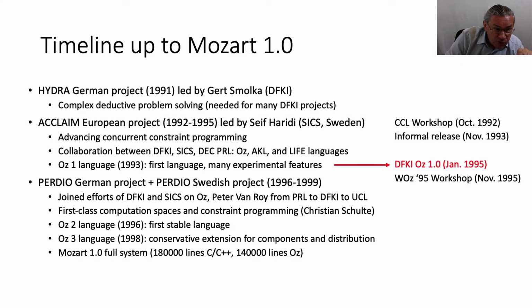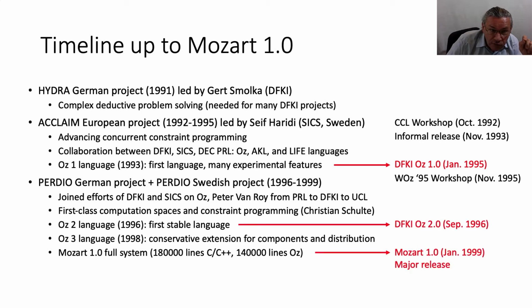And Peter Van Roy, who was originally at Digital Paris Research Lab, he moved to DFKI, and then he went to UCL in Belgium to become professor there. So during this period, the first-class computation spaces and constraint programming support was added, mainly by Christian Schulte. There was also the first stable Oz language, Oz 2, in 96, and then Oz 3, the conservative extension with components and distribution for large-scale programming. And there was a release of DFKI Oz 2.0 in September 96. And then finally, the Mozart 1.0 full system, and I can remember the push for that release.